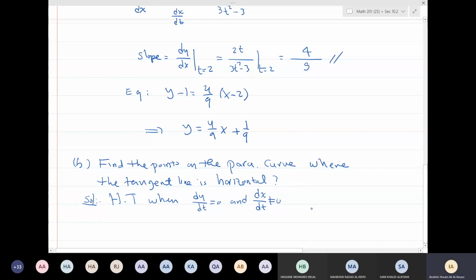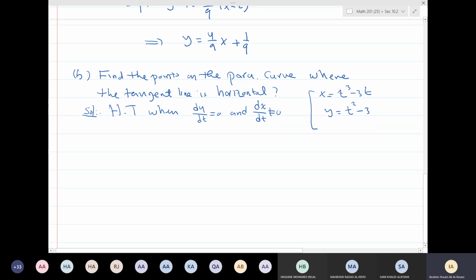Of course, here x equals t cubed minus 3t and y equals t squared minus 3. For now, I have to find dy/dt equal to 0. What is the derivative of y? It will be 2t equated to 0. This gives me t equal to 0. So there is only one value satisfying the first condition. dy/dt equals 0 when t equals 0.